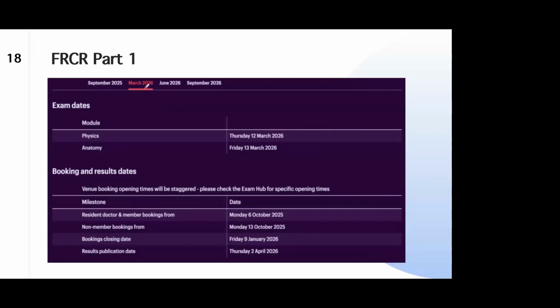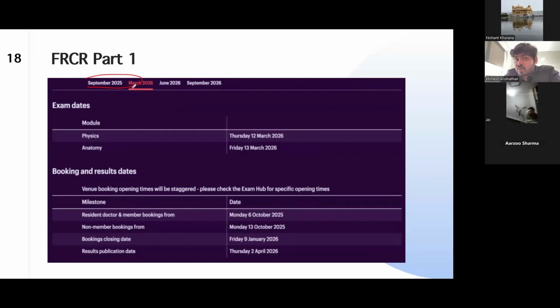Now that the 2025 exams are already over, if you are planning to apply for your FRCR Part 1, you will be targeting either March 2026, June 2026, or September 2026. One thing you have to understand is that the slots vanish within seconds. You'll have to be real quick in booking a slot, otherwise you're not going to secure a slot for your FRCR exam.